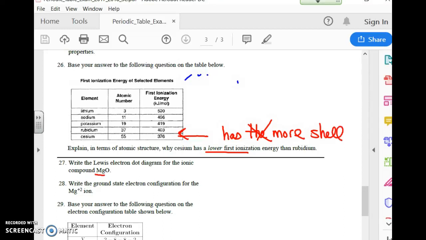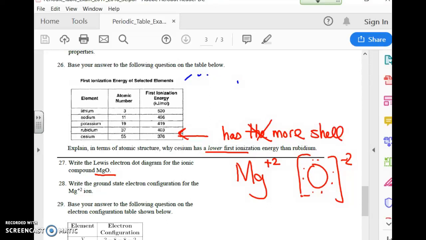27, write the Lewis dot diagram for the ionic compound MgO. Mg is a metal. The metal ion gets no dots, it gets its charge. Look it up on the periodic table. The non-metal always gets 8 dots, square brackets, and its charge. Write the ground state configuration for the magnesium ion. Well, in this one, magnesium is 2, 8, 2. It loses that 2 and it becomes 2, 8.